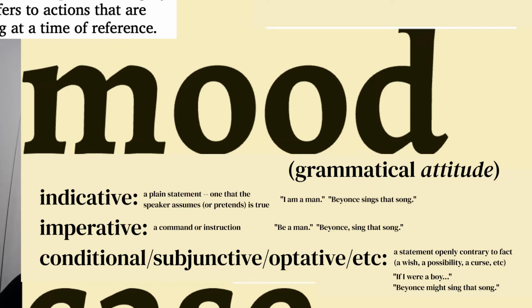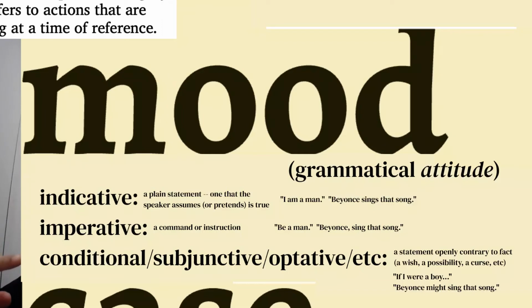Mood is the way verbs can be changed to show the speaker's attitude toward them, usually with respect to their truth value. The most common moods in English are the indicative and the imperative. Indicative being a plain statement that the speaker assumes is true or wants you to think they assume is true, and the imperative, which is a command or instruction, right?